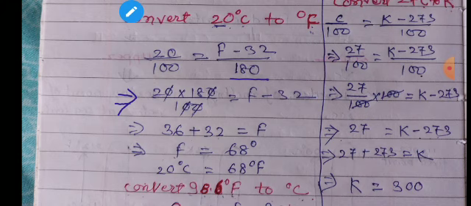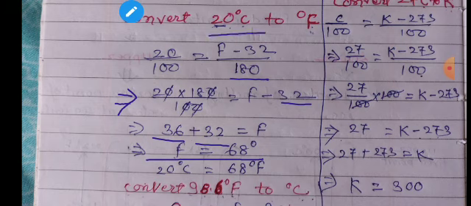So after cancelling, we are getting 18 to the 36, and this 32, which is negative on the RHS, if we take it to the LHS, it will become plus 32 equal to F, and we get the new equation. In the next step, we get F equal to 68 degrees. So, students, in this way we can convert degree Celsius into Fahrenheit, as 20 degrees Celsius is equal to 68 degrees Fahrenheit.